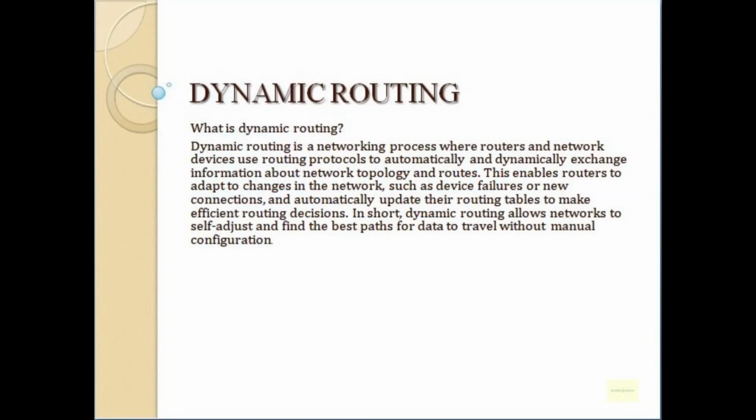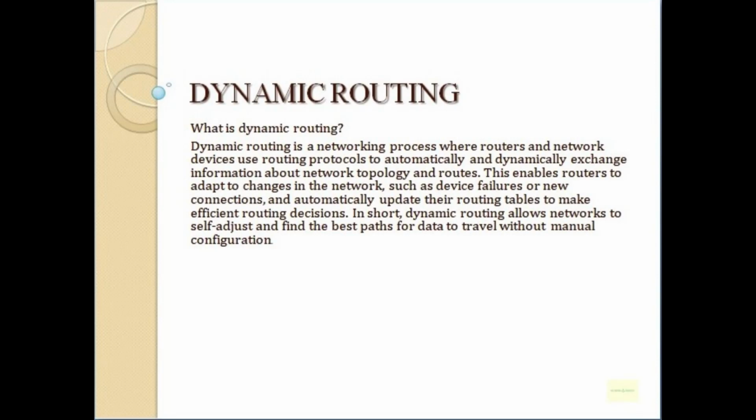Dynamic routing is a networking process where routers and network devices use routing protocols to automatically and dynamically exchange information about network topology and routes. This enables routers to adapt to changes in the network, such as device failures or new connections, and automatically update their routing tables to make efficient decisions. In short, dynamic routing allows networks to self-adjust and find the best path for the data to travel without manual configuration.